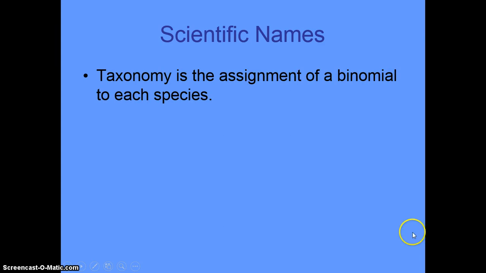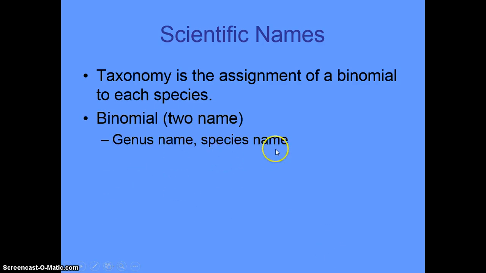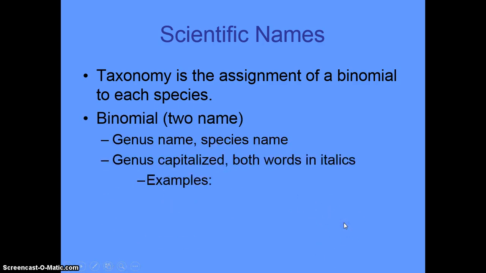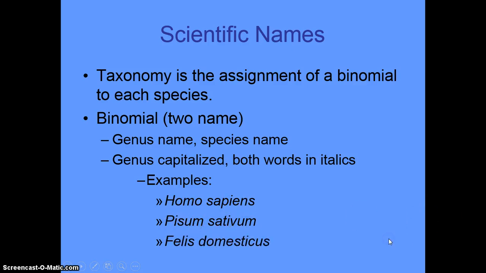So taxonomy is the assignment of a binomial name to each species. So we have two-word names, the genus name and then the species name. Like I said before, we capitalize the genus and put both of them in italics. We do not capitalize the species. So Homo sapiens, which is what we are, and Pisum sativum, which is the garden pea. And that's their genus and species name. Felis domesticus is the common house cat, or the house cats that we have now. That's their genus and species name.